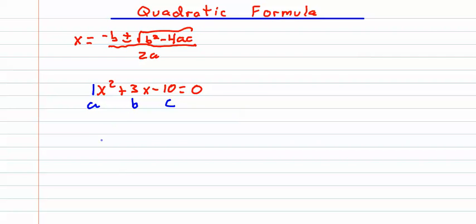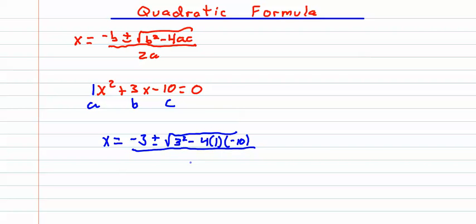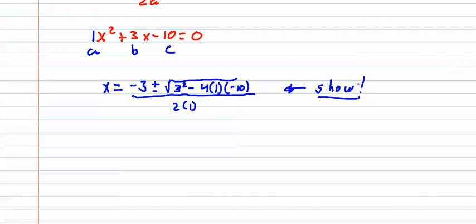We substitute them. X equals the opposite of B, which is 3, is negative 3, plus or minus the square root of B squared, which is 3 squared, minus 4 times A, which is 1, times C, which is negative 10, all over 2 times 1. I want to see this. I want to see these substitutions. Don't do the multiplication in your head yet.